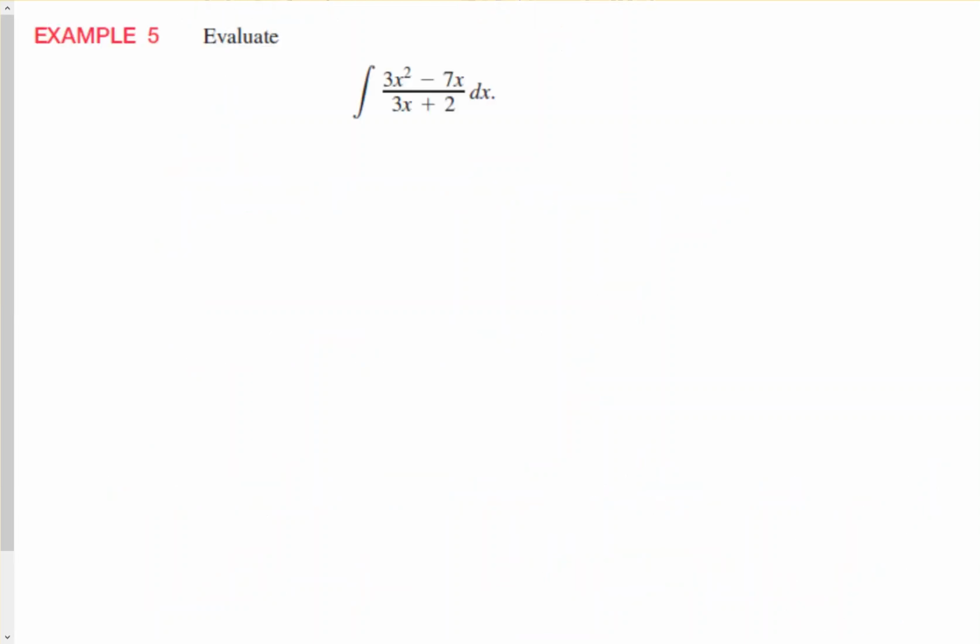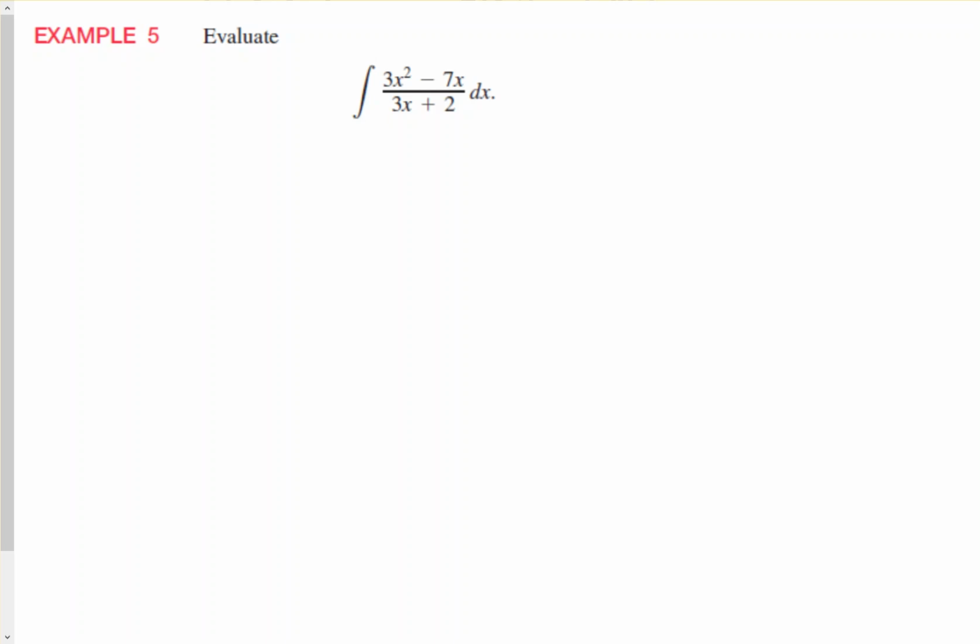Let's take a look at our next one. Evaluate, we got the integral. Whenever you have an improper fraction, like if the top degree is greater than the bottom degree, we could just do long division on this. And then we could try to integrate the quotient with the remainder off of that long division. So let's do a long division on this.